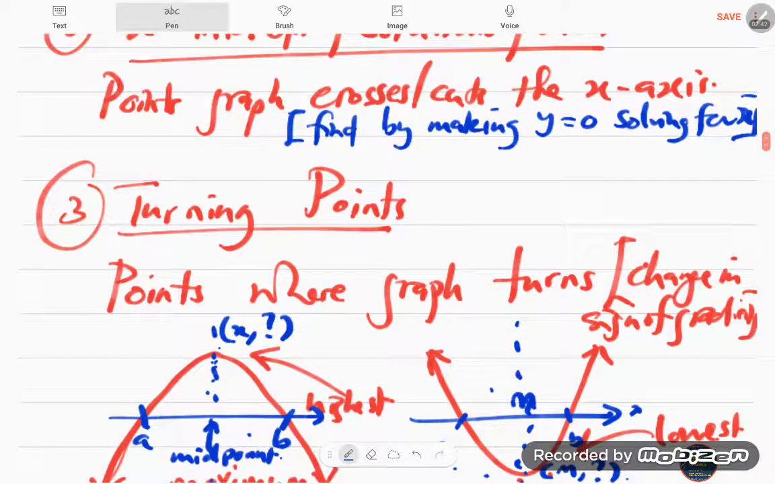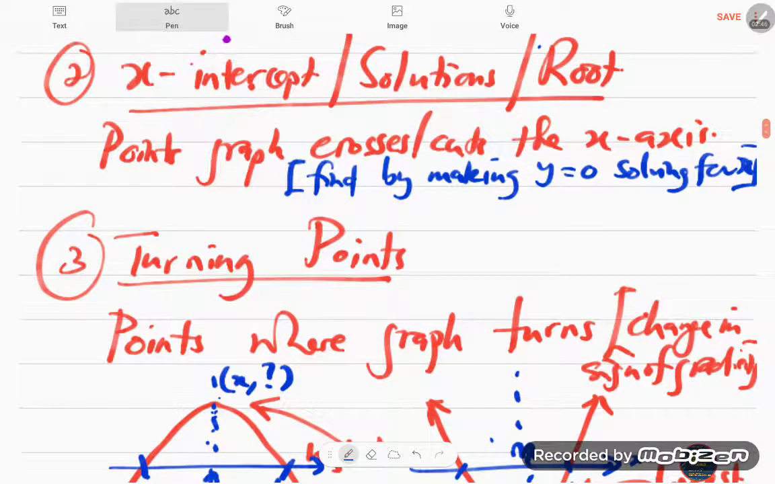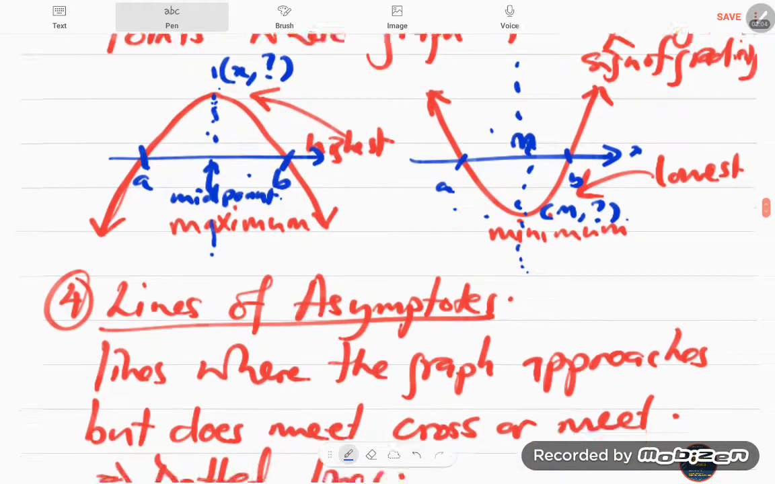turns. But I hasten to also go back to 2 and say that when you're finding this, especially for the quadratics, you may have to involve a bit of factorization there. Not always, but in most cases you may have to involve a bit of factorization there.